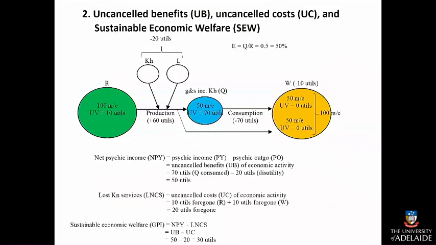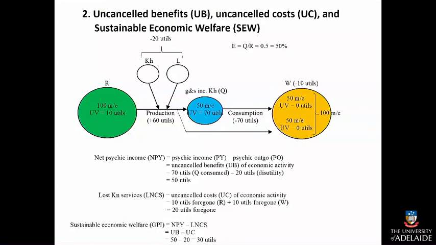So a little bit about these uncancelled benefits, uncancelled costs and sustainable economic welfare. I'm not going to talk too much about this. I put something similar to this up last week, and I talked about the fact that here we have resources which are used to produce goods and services. The production process and the consumption process are both resource transforming processes. Production adds value, whereas consumption destroys value.